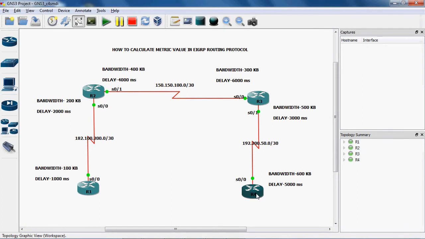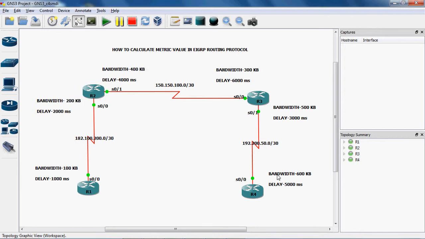So in R4 router we have only one direct connected network, that is 192.200.50.0/30. This direct connected network is connected through serial 0/0. In this port we assign the bandwidth and delay as 600 and 5000 milliseconds. Using these we apply the formula 256 into 10 power 7 divided by bandwidth 600, plus delay 5000, so we get the metric value for the direct connected network 192.200.50.0. If it is a direct connected network, we do not need to find the advertised distance.